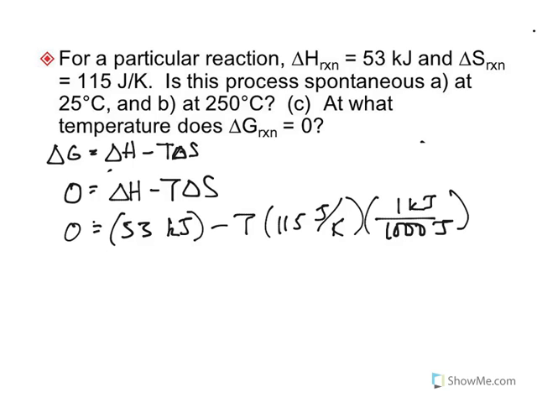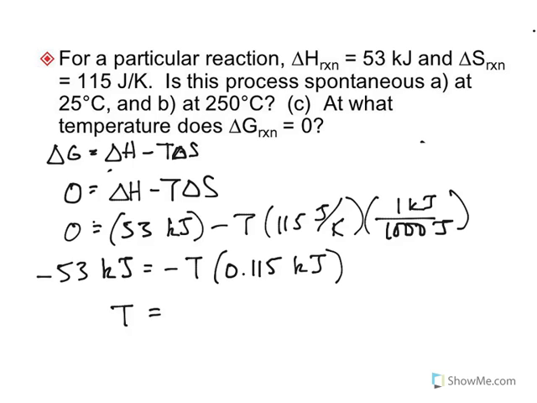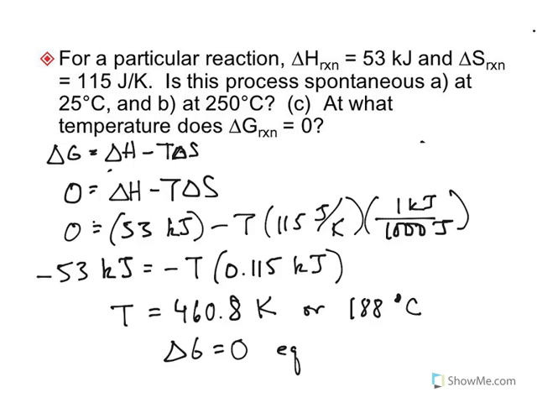So solving for T. So T is equal to 460.8 degrees Kelvin, or changing that to Celsius, 188 degrees Celsius. So this is the temperature where delta G is equal to 0. Again, delta G, when it is equal to 0, this is at actual equilibrium.